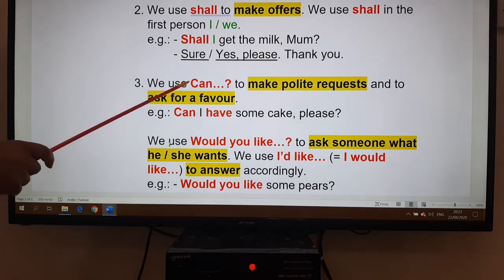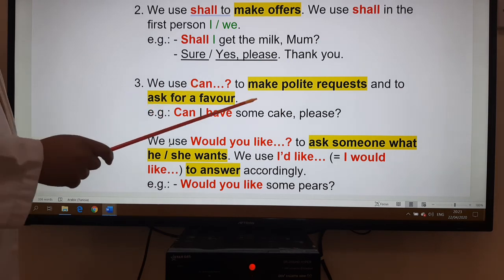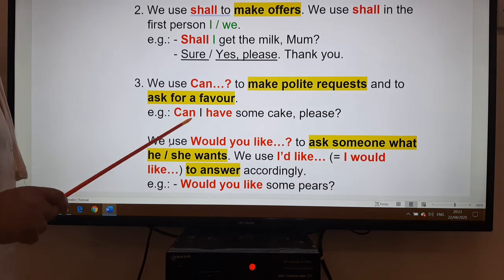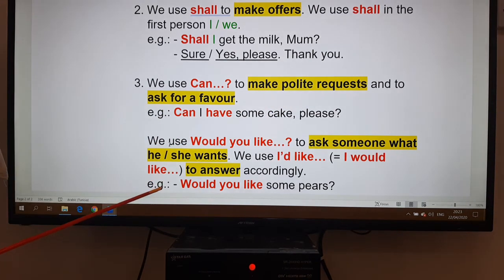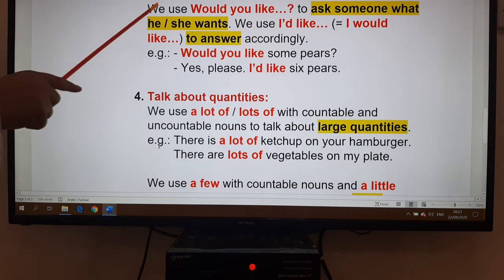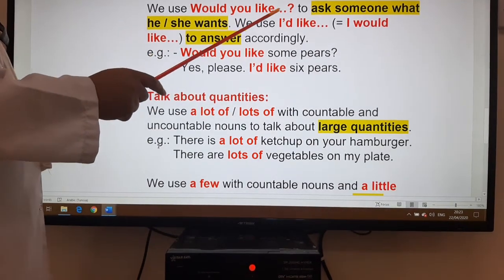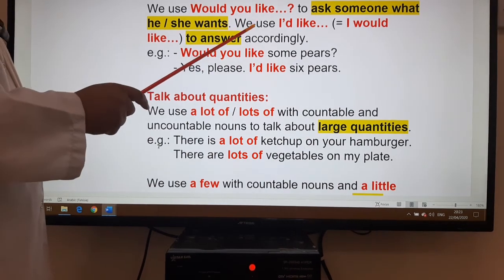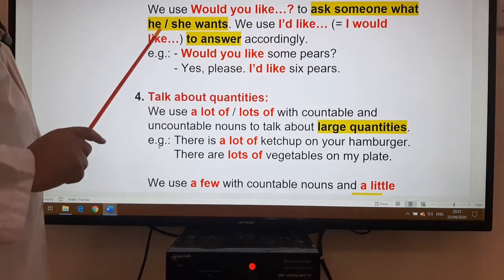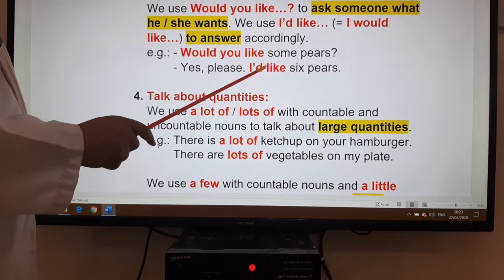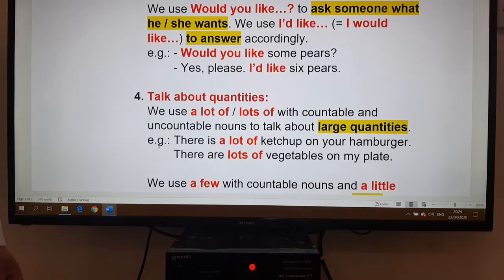Then we can also have questions with can, and can is to make polite requests or ask for a favor. Can I have some cake, please? Then we have also the expression would you like, to ask someone what he or she wants. And we have I'd like, that means I would like, to answer accordingly. Would you like some pears? Yes, please. I'd like 6 pears.